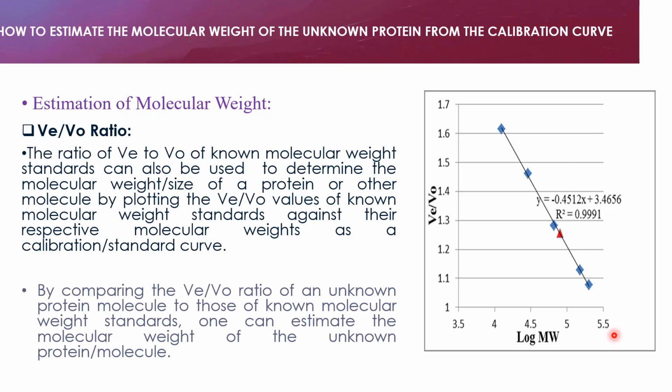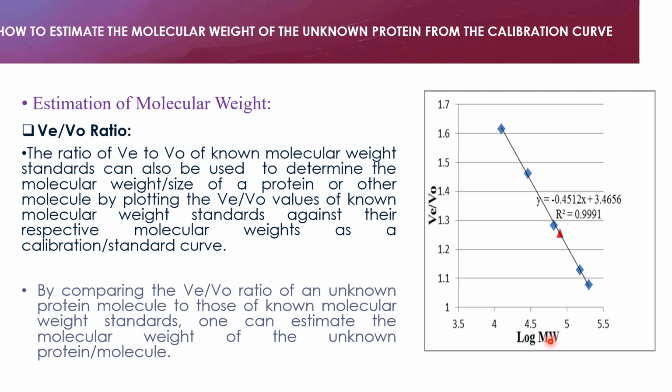The second method is to plot the ratio of the elution volumes to the void volume of the known molecular weight standards on the y-axis against the logarithm of their respective molecular weights on the x-axis as a standard or a calibration curve. Once we are done plotting the calibration curve, we determine the value for the ratio of the elution volume to the void volume of the unknown protein by running it through the same gel filtration column.